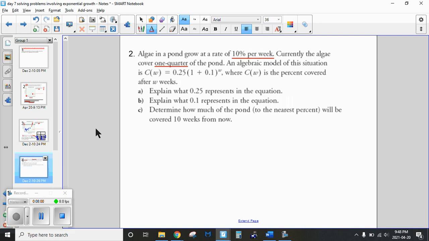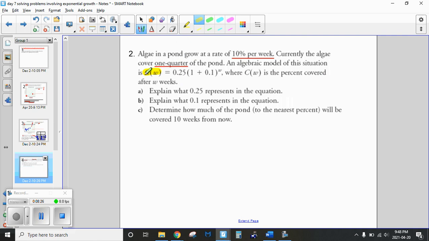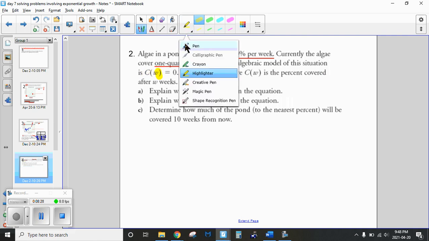This one, we've got another kind of environmental theme. This one says algae in a pond grow at a rate of 10% per week. Currently, the algae cover 1/4 of the pond. An algebraic model of this situation is given by C at W. So there's some function notation similar to what you did early on in your course.